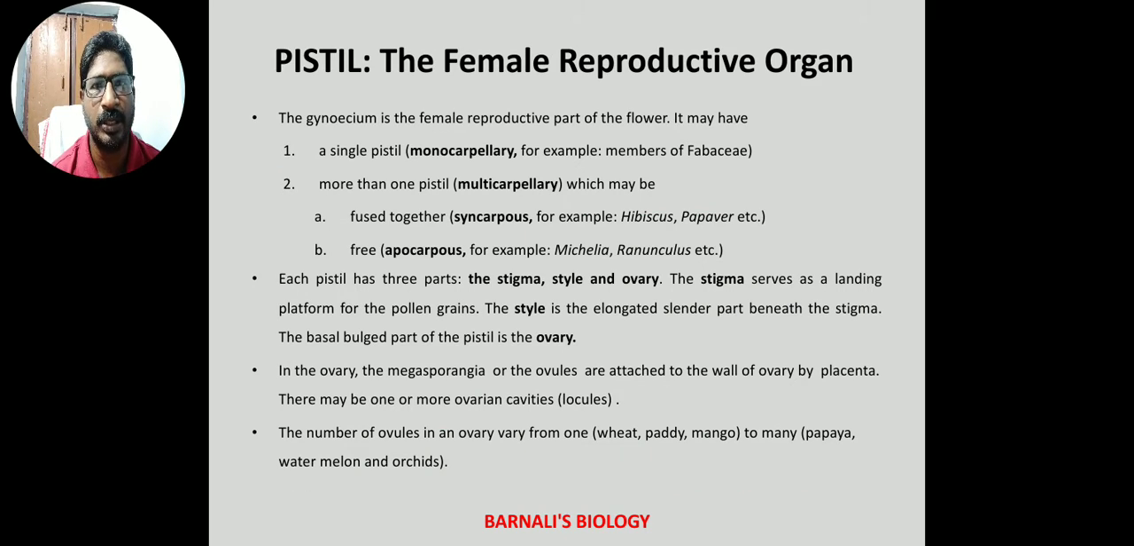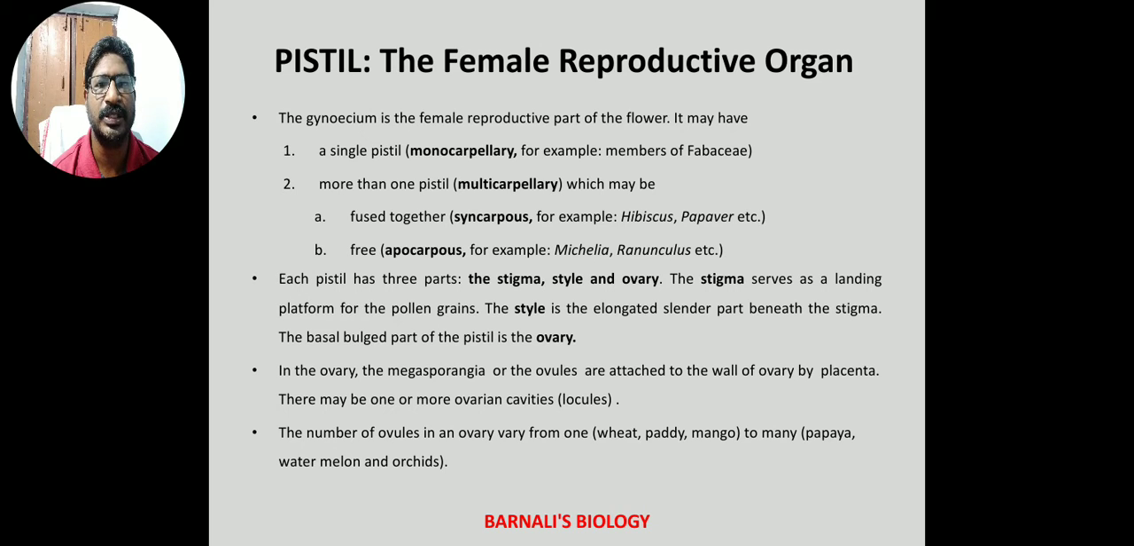We start with pistil, the female reproductive organ. The gynoecium is the female reproductive part of the flower. It may have either a single pistil or more than one pistil. When only one pistil is present, it is called monocarpellary, for example, as seen in the members of Fabaceae. When more than one pistil is present, it is called multicarpellary. It can be of two types.